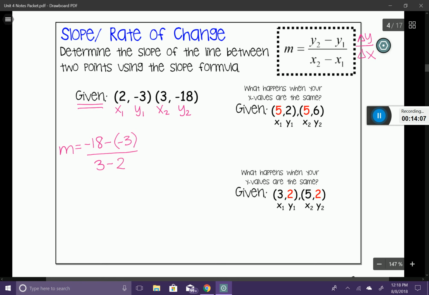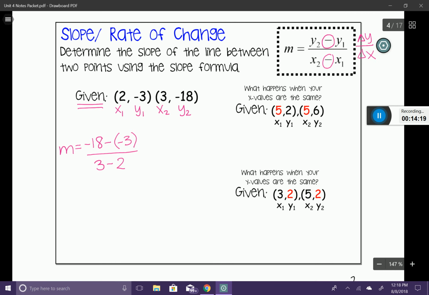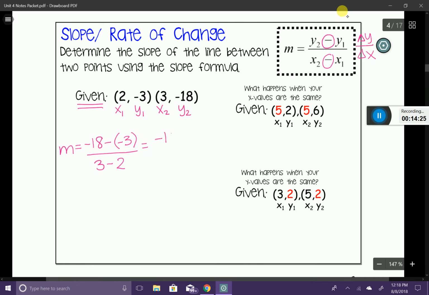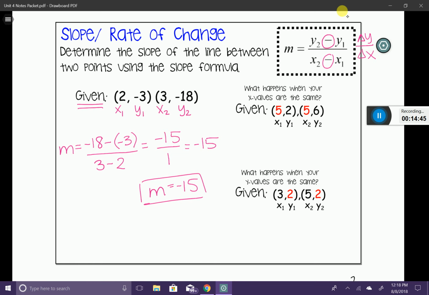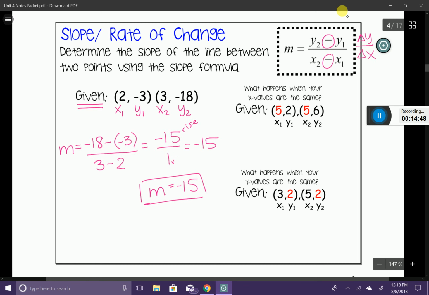You can see in the numerator, it could get really hairy there with the minus and the negative. So just remember, part of the formula is the minus sign. If you have negative numbers, you have to include both of them. Okay, so now we have -18 minus -3. That's going to give me -15. My denominator is 3 minus 2, which is going to give me 1. And this is going to simplify down to -15. So therefore, the slope of this line that has these two specific points on it is going to be -15. Basically, it's a rise of -15 and a run of 1.